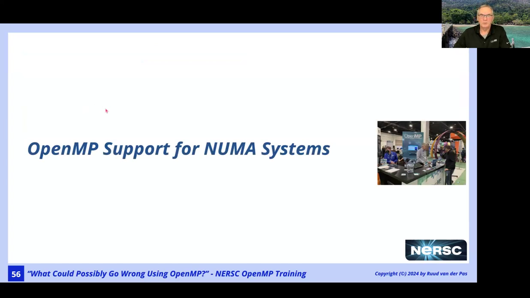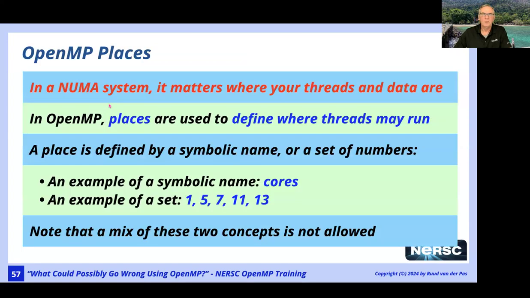And I want to zoom in on OpenMP support for the NUMA system. So what is the toolbox that OpenMP provides you to deal with NUMA? Again, on a NUMA system, it matters where your threads and data are. I'm now going to slow down a bit because I'm going to talk about a very important concept. It's called a place. A place is a set. A set could have one element or multiple elements. And that defines where your threads may run. So by defining the places, you tell the runtime system where you allow threads to be running.